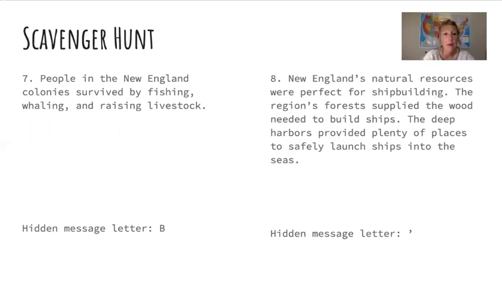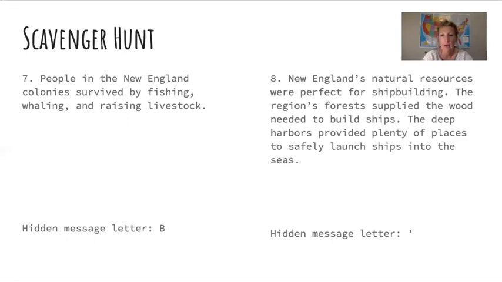Number 7. People in the New England colonies survived by fishing, whaling, and raising livestock. Makes sense because they were near the water. Lots of fishing and whaling. Hidden message letter B.